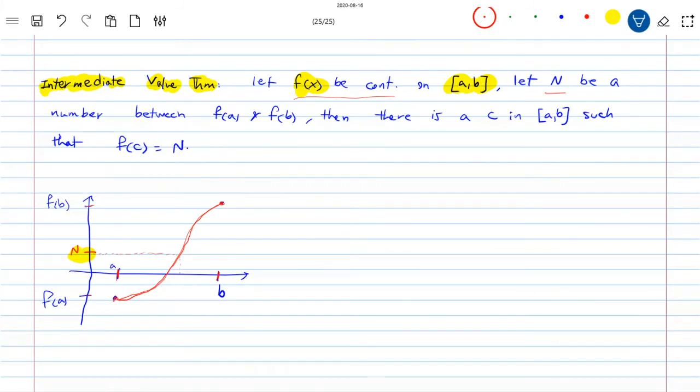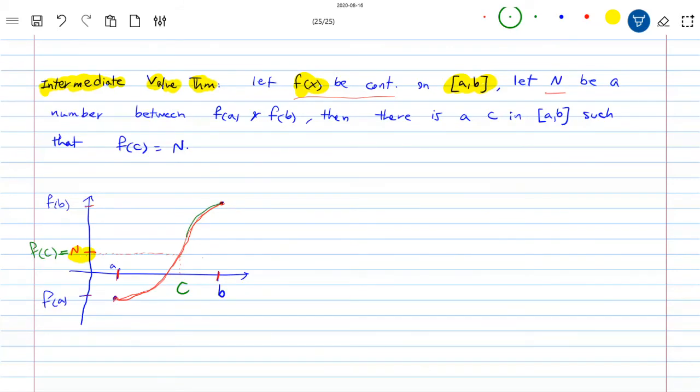With the x point of c, let's call this c, where f of c is exactly n. So this n is exactly the same as f of c. Any way you connect this curve, there should be such a point. In this case, that would be the point. But I'm going to pick this drawing to be the simplest so you can explain it. So there is always this point, at least one point.